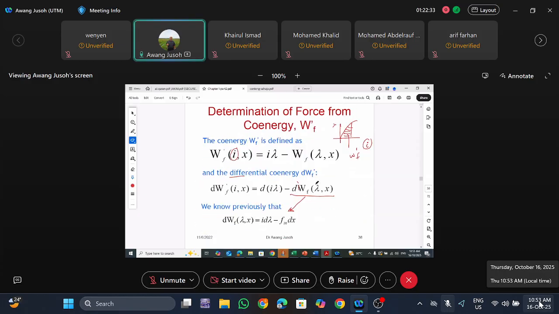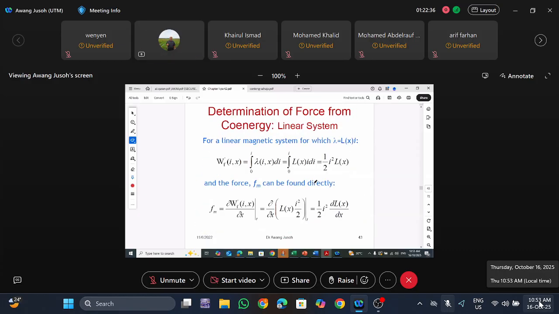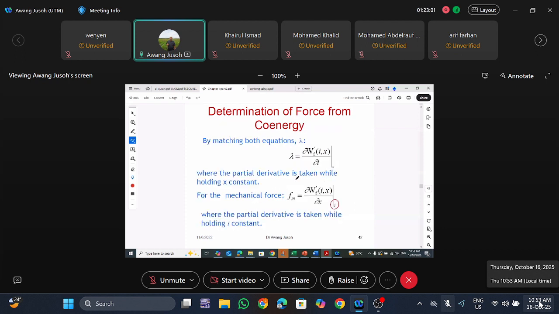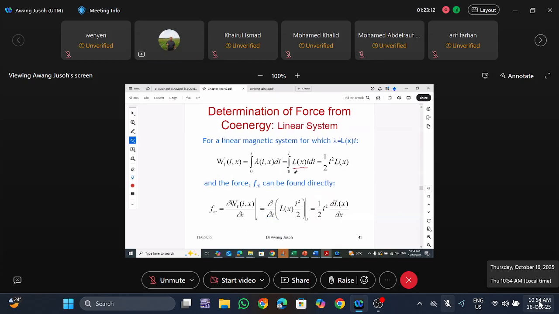Go back here. Lambda di, and because the system is linear, you just change lambda equal to Lx times i. It's linear, so lambda can be changed directly. Then integrate i, so we get I squared over 2 Lx. Okay, this is the co-energy. Then after that, we use the formula we found just now, F, force. So in order to find force, we need to differentiate the co-energy.